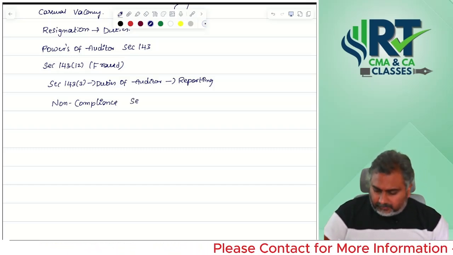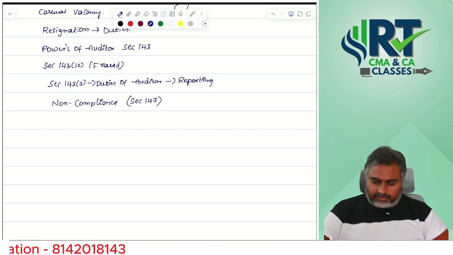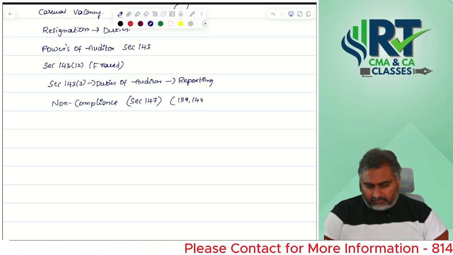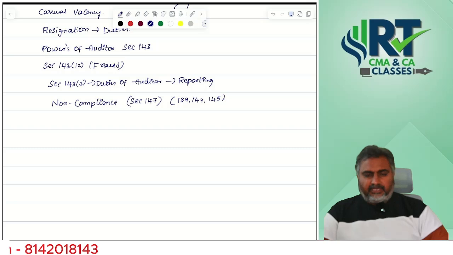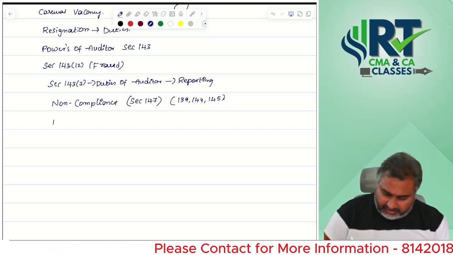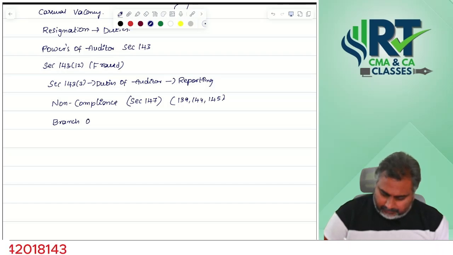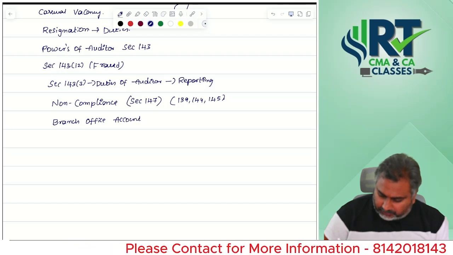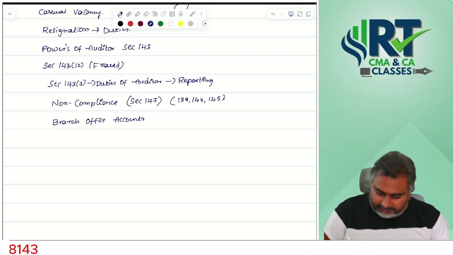Non-compliance, section 147 of the Companies Act. If as an auditor you fail in section 139, section 144, section 145, what fines are you supposed to attract? These are all points. Next, branch office accounts. Who can be appointed as a branch auditor?